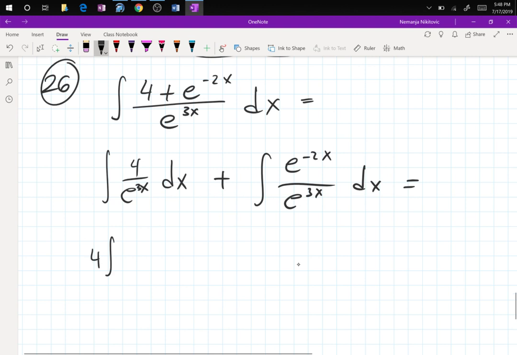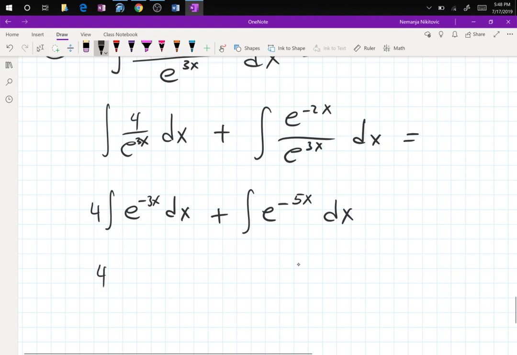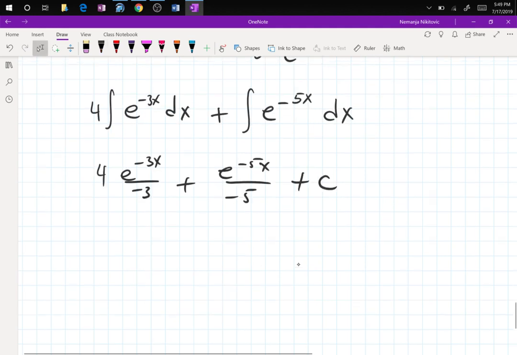Once you're there, you have the first integral kick 4 outside, you have e to the negative 3x dx, plus integral of e to the negative 5x dx, because you have negative 2x minus 3x, which is negative 5x. And now these are basic integrals: e to the negative 3x over negative 3 plus e to the negative 5x over negative 5 plus c, and then you make it pretty, which is negative 4/3 e to the negative 3x minus 1 over 5 e to the negative 5x plus c.